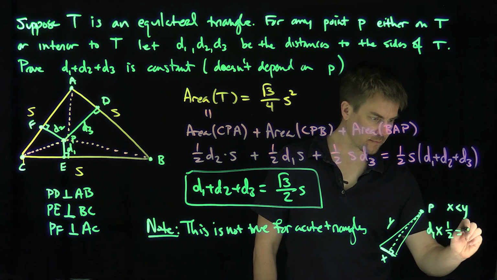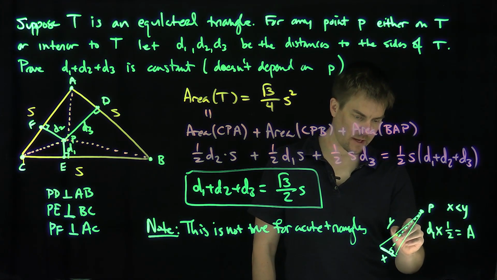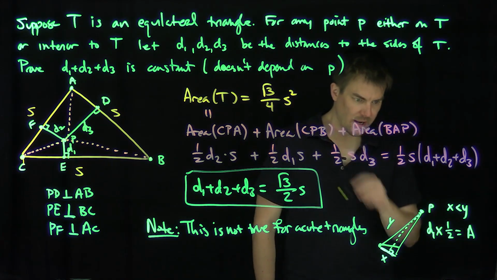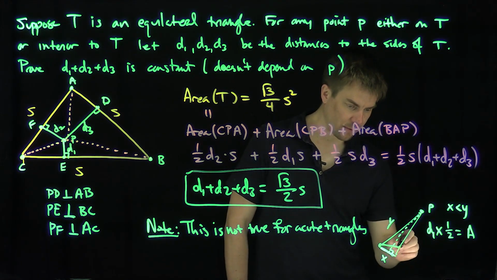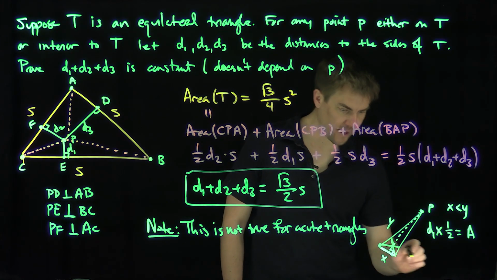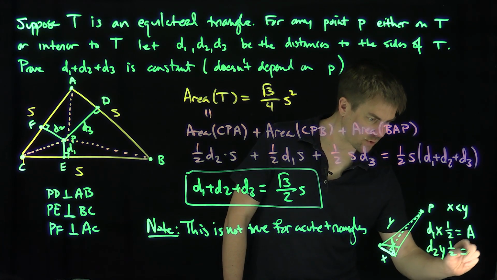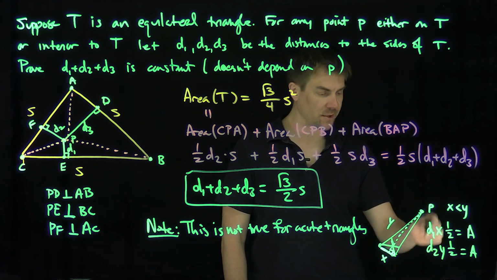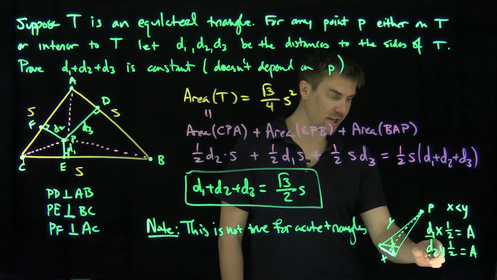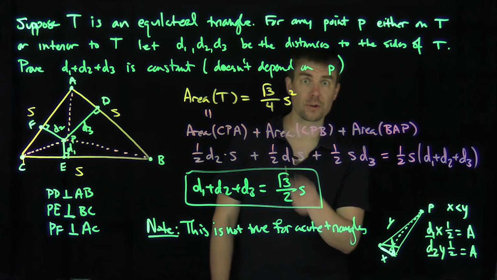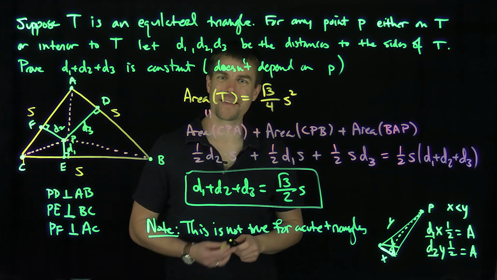And then similarly, if I pick a different point over here at another vertex, then that's going to clearly give me a different result. The area would also be equal to one half times D1 times Y. But if D1 plus D2 plus D3 was constant, then this expression would be equal to this expression, and that would force X to equal Y, which is not the case. So in other words, this result is only true for equilateral triangles. Thank you very much.